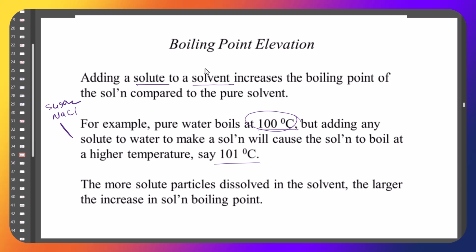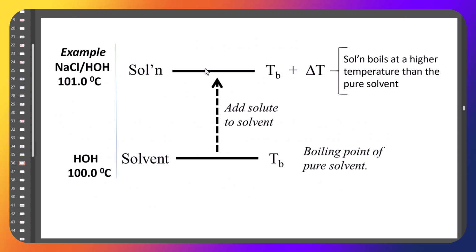The more solute particles that are dissolved in the solvent, the larger is the increase in boiling point. So we talked about colligative properties as properties depending on the number of particles of solute in the solvent. So the higher the number of solute particles, the higher is the boiling point elevation. So I'll illustrate that. Add this little picture.